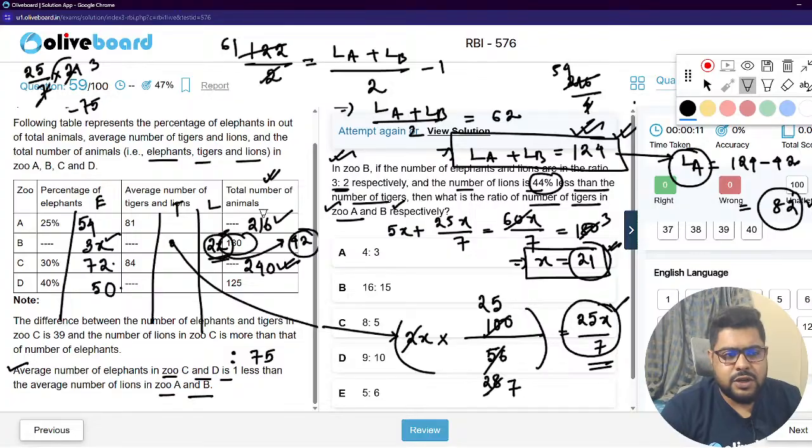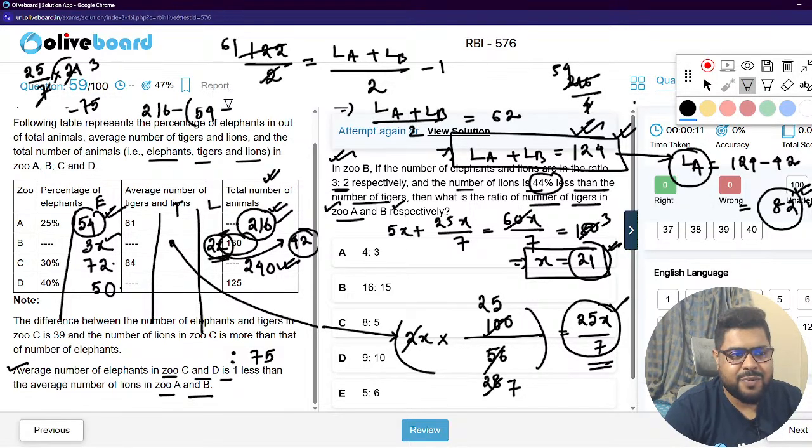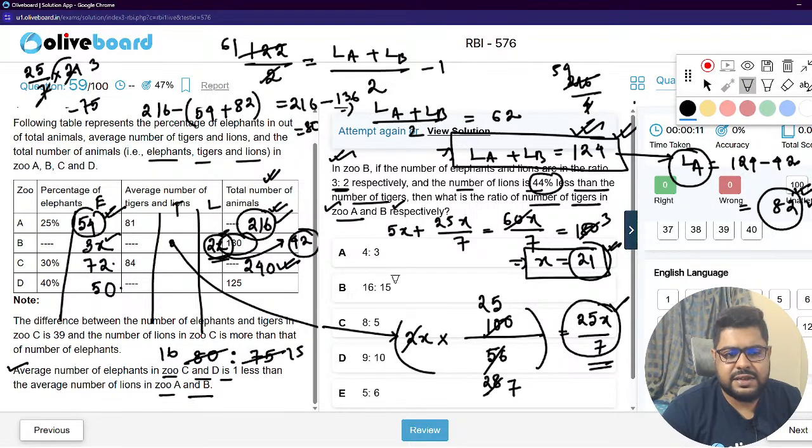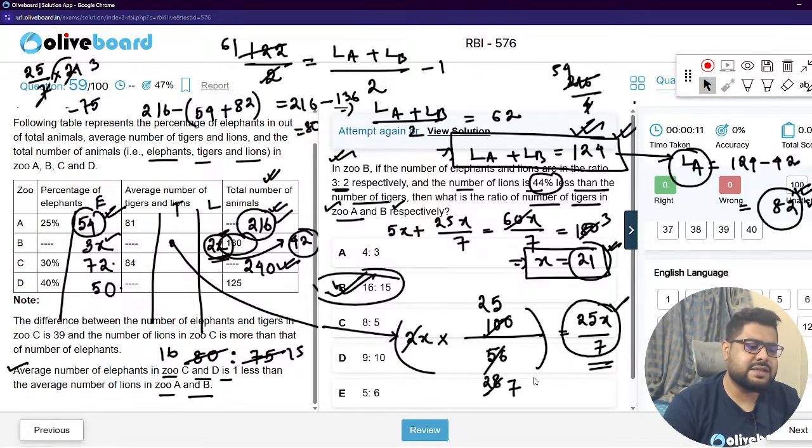Look at A, sir. 216 is the total. Out of that, lions are 82 and elephants are 54. So it will be 216 minus 54 plus 82, that is 216 minus 136, which is 80. 5 16s are 80, 5 15s are 75. Ratio 16 to 15, option B. Option B is the correct answer.